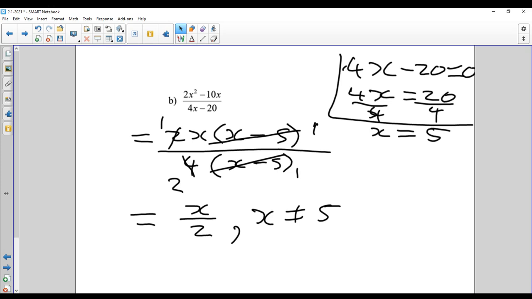So it reduces to x over 2, but the restriction is that even though we could put 5 into this, in the reduced form you could put 5, but you couldn't put 5 into the original. That's why it's a restriction.